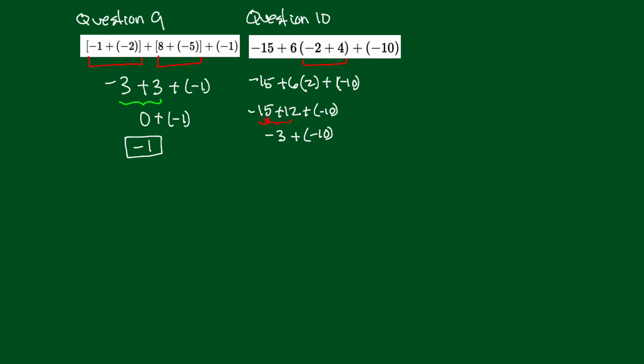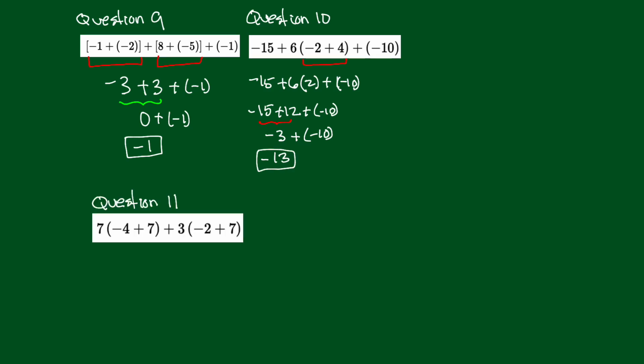Or if you like, back over here, just think of it this way. You're down 15, you get 12, so now you're down only 3. Now to finish it off, I'm adding 2 numbers with the same sign, so just add their absolute values, 3 and 10. Put on the common sign, negative. So how about -13?